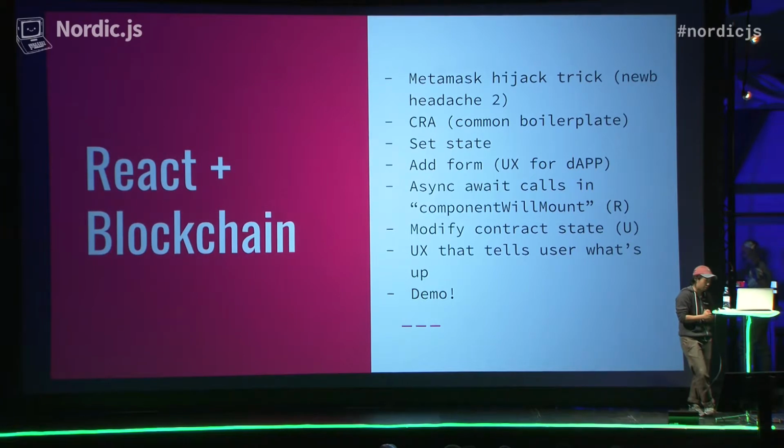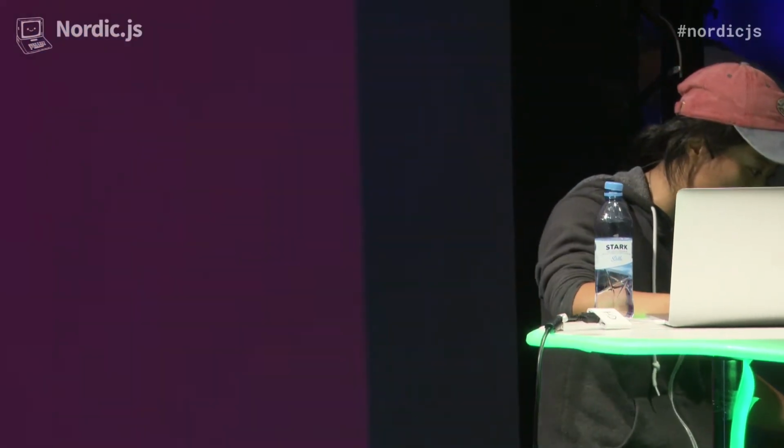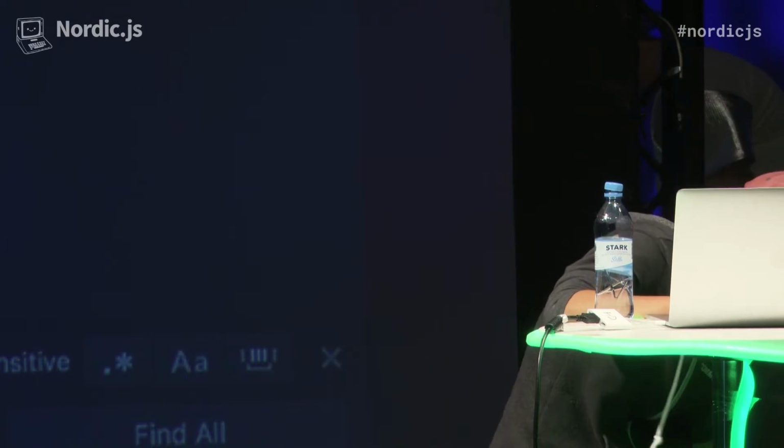And then we'll make some async await calls in componentDidMount so we can read the data. And then we'll make a call to the network to actually set the state for the variable, and actually do the thing that I promised to do. So that's roughly the roadmap. Let's look at the code.